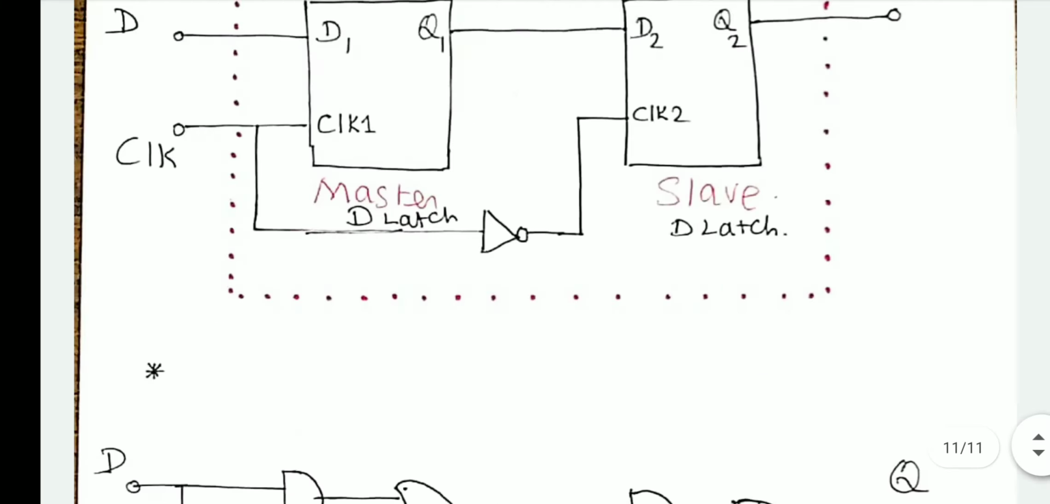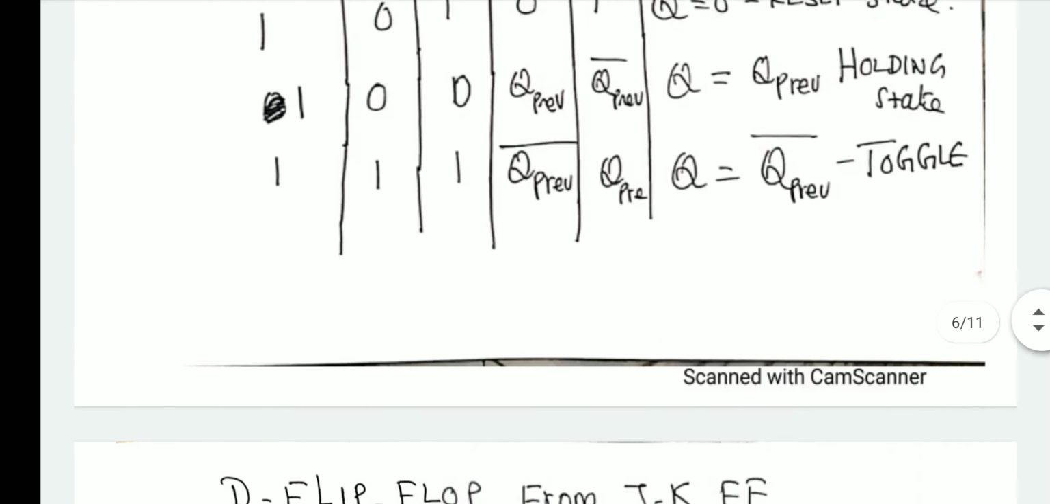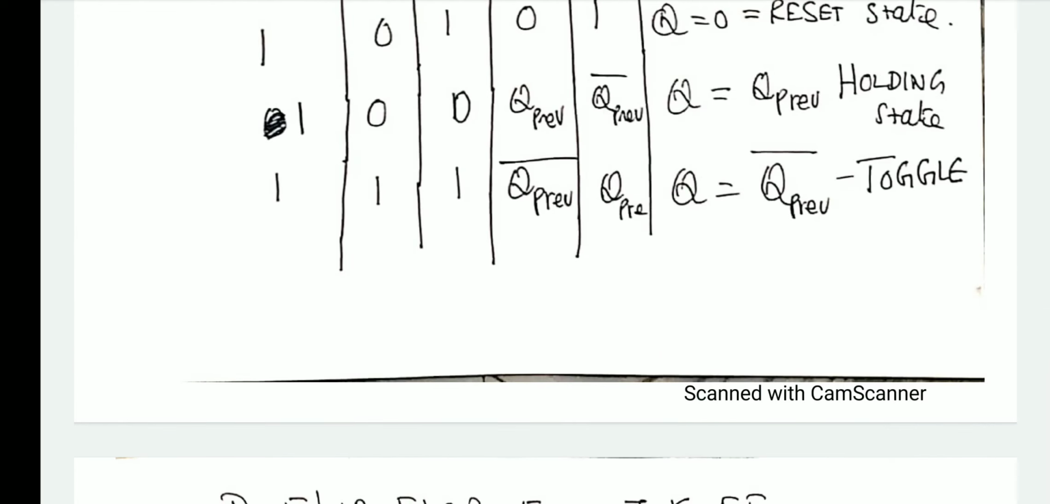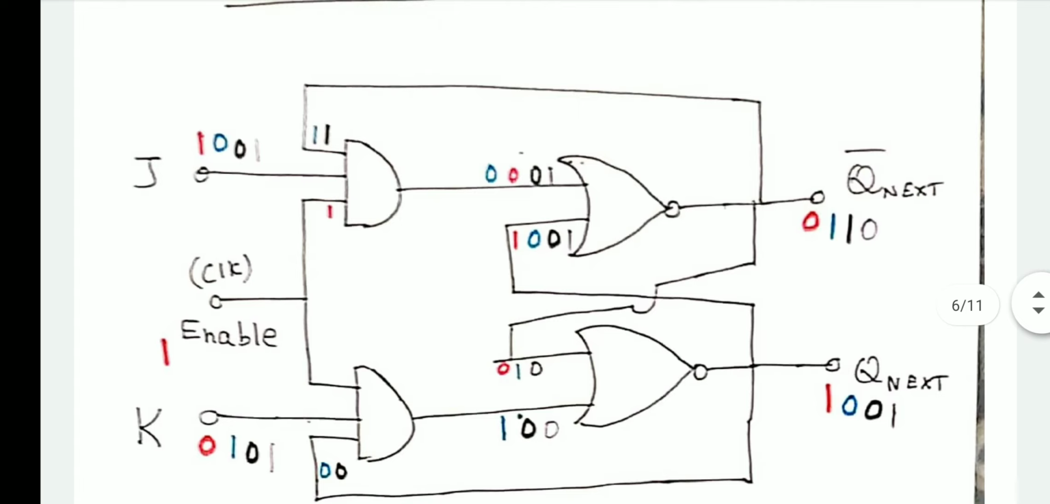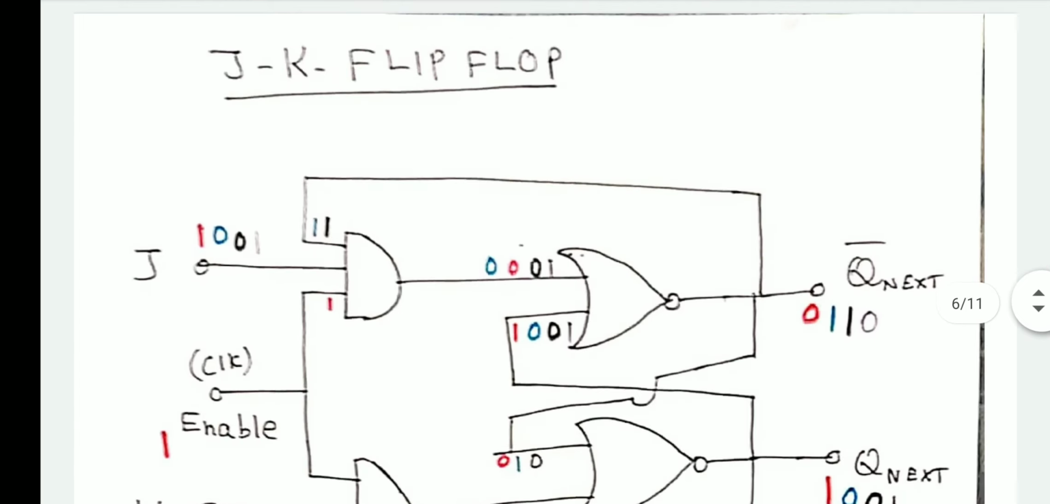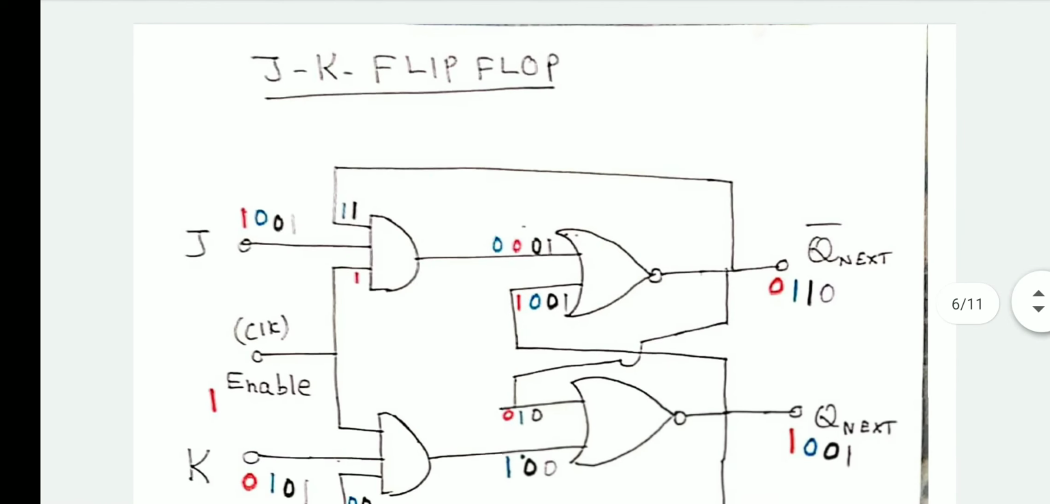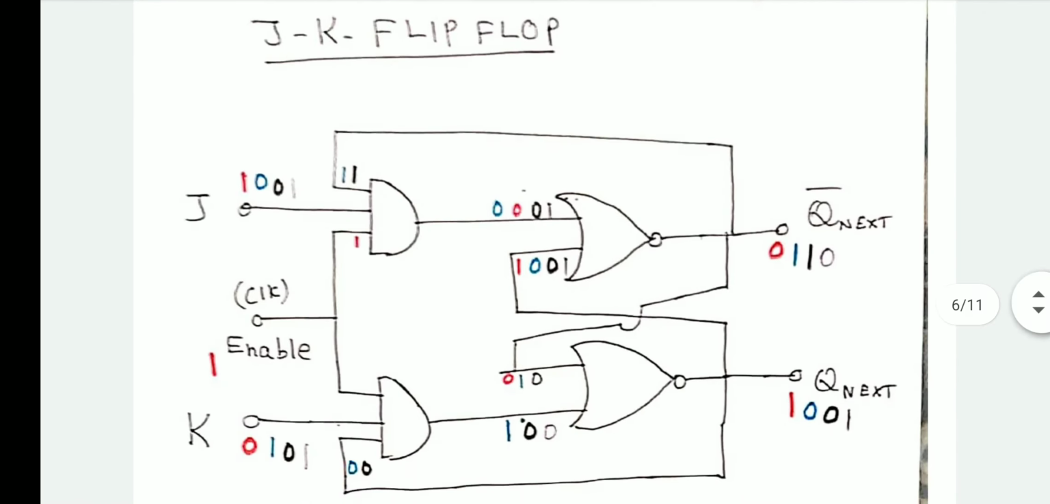Now we have discussed almost everything up to the edge triggered D type of flip-flop, positive edge triggered and negative edge triggered D flip-flop. Now let us see what a JK flip-flop is. Another useful circuit constructed using gates, using this back-to-back connection of two-input NOR gates, is a JK flip-flop. So what is this JK flip-flop?